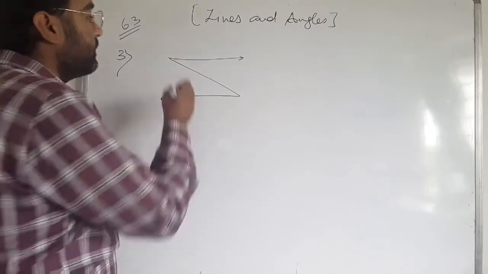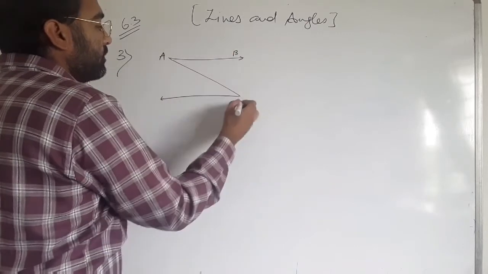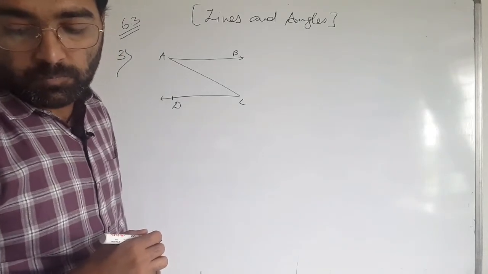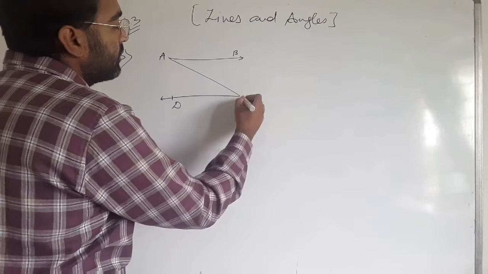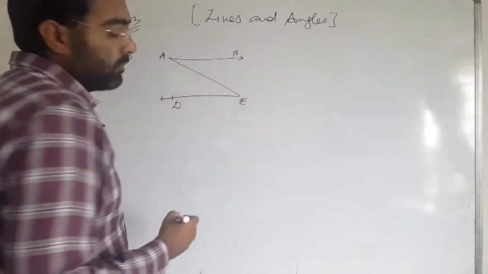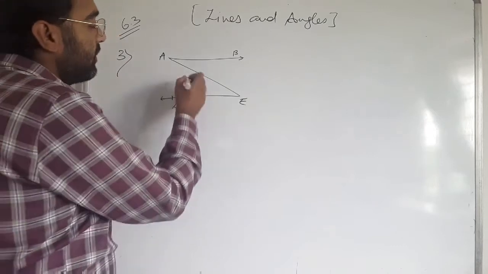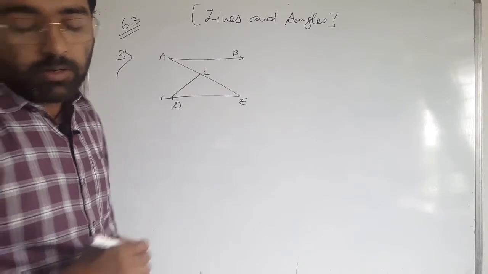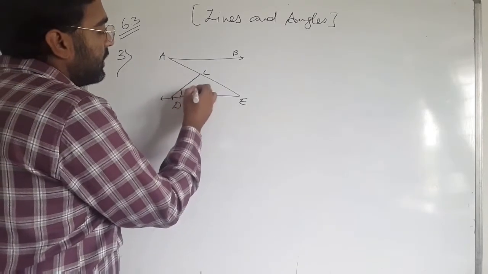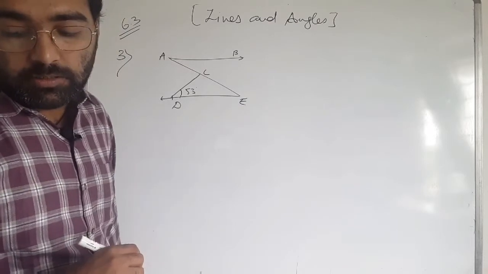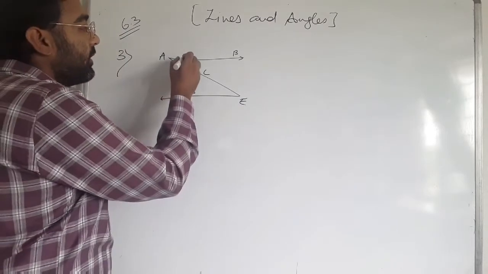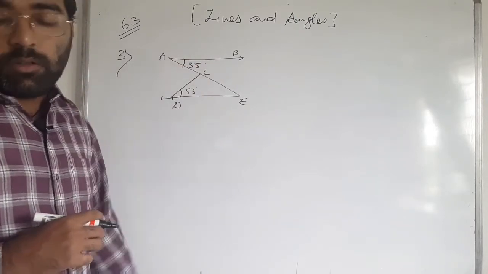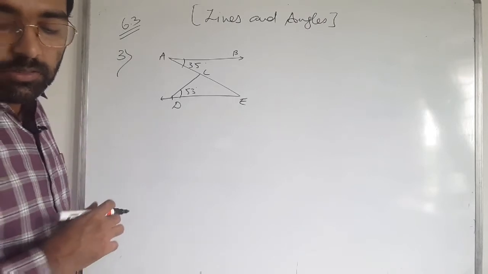AB and CD, that is DE, and C is the middle point here. Now this angle is given as 53 degrees, and the other angle here is 35 degrees. The figure is given like this.